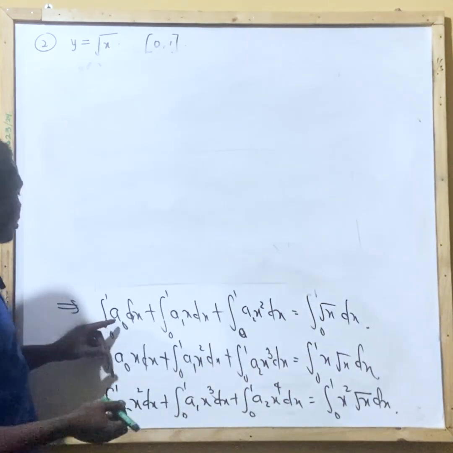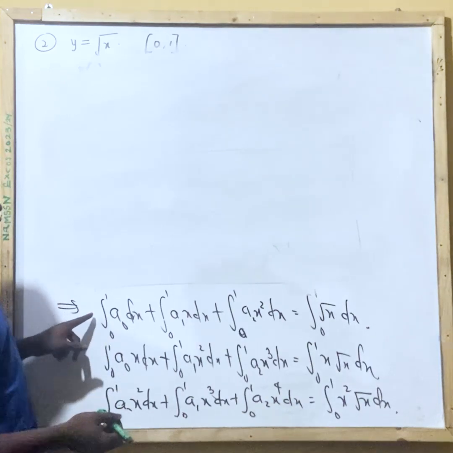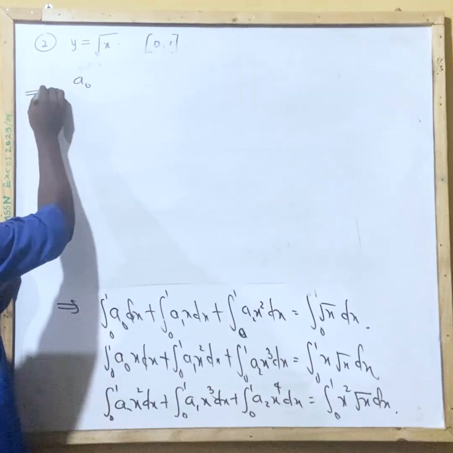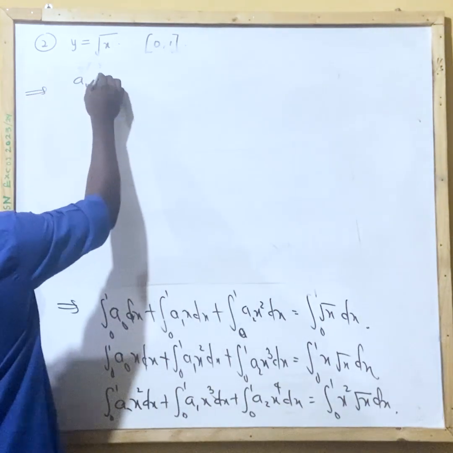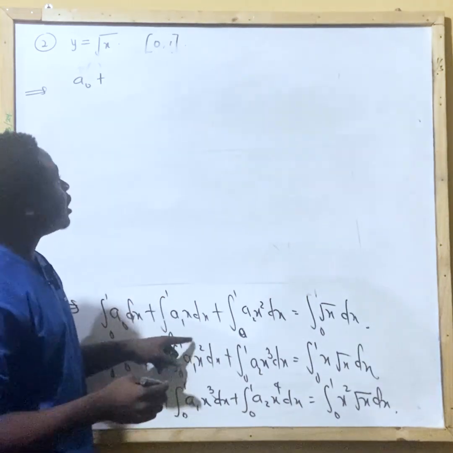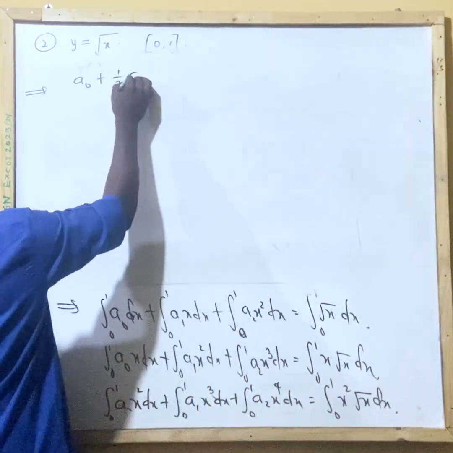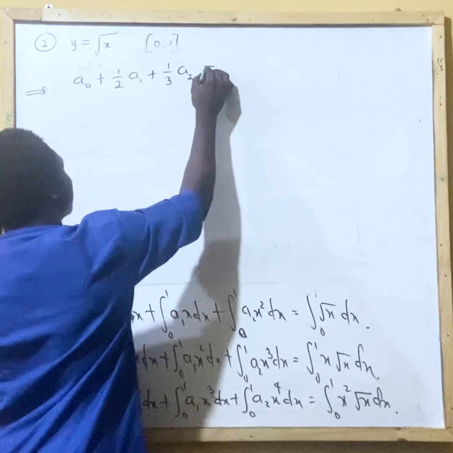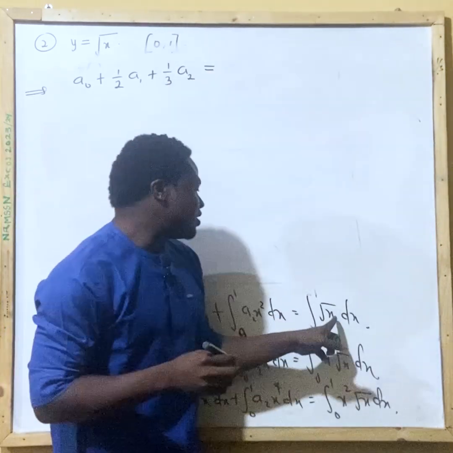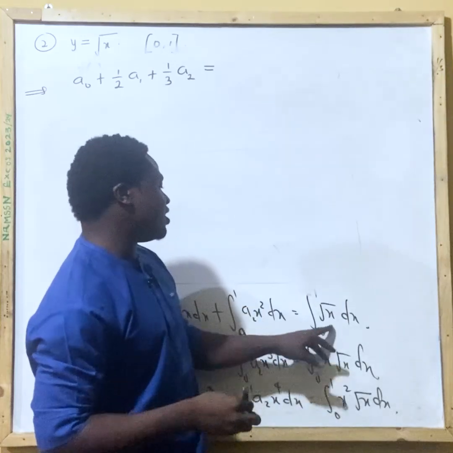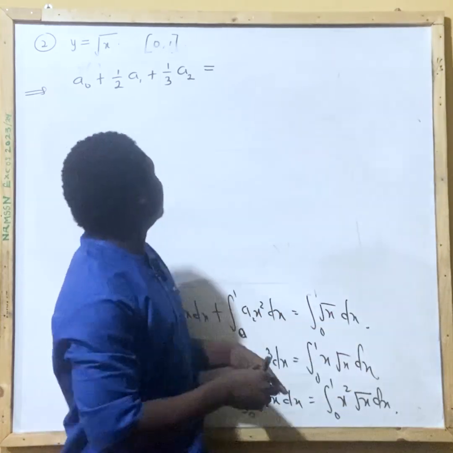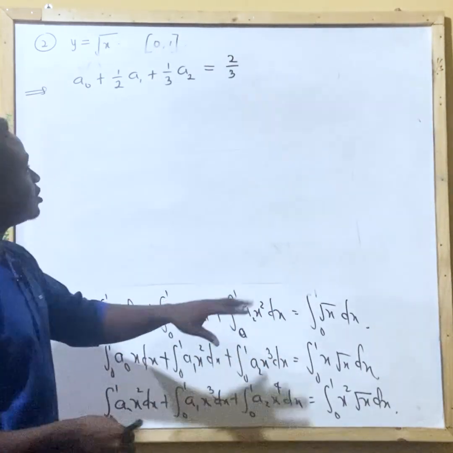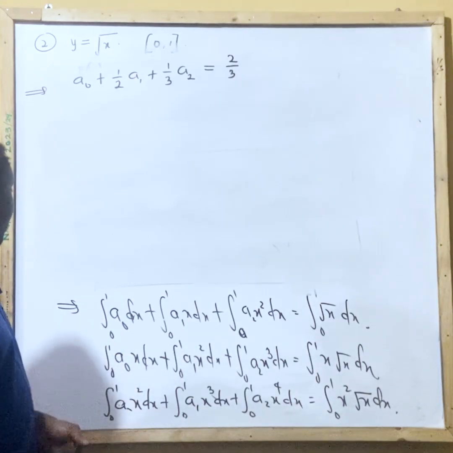For the first one, I can take out a because it's a constant. I'm left with integral dx, which is x, so I have 1 there. So this is just a naught for the first equation. The second one, I'll have x squared over 2, that's 1 over 2, so I have 1 over 2 a1. The third one will be plus 1 over 3 a2, and that will be equal to, this is x to the power half, so it should be x to the power 3 over 2 over 3 over 2, which is 2 over 3. So I have this equal to 2 over 3. Of course, you can integrate all these things when you are reading.